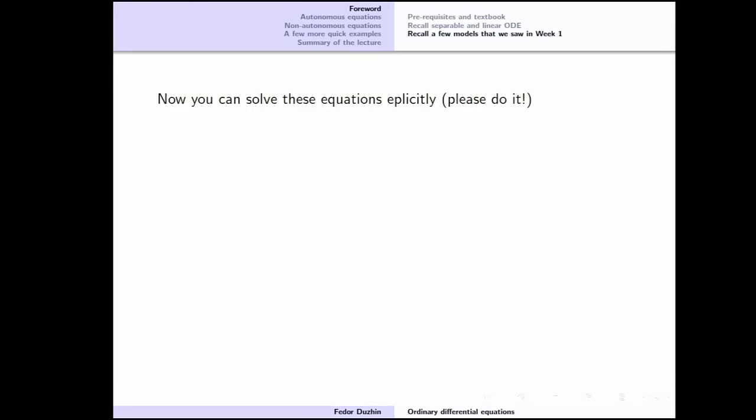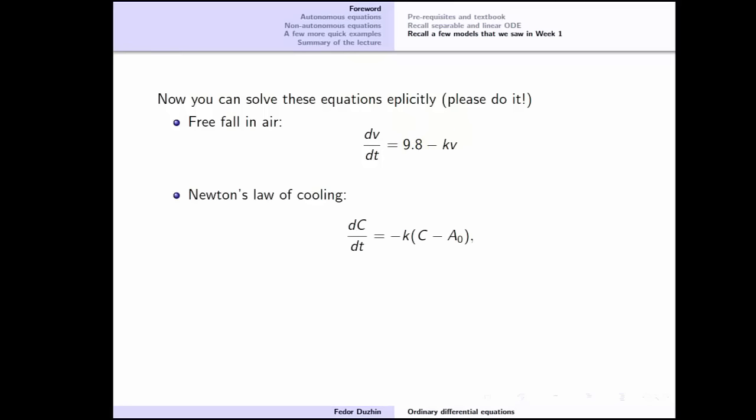Recall that in week 1, we introduced a few models. Free fall in air. Here v is the speed of the object, and when it falls, there is this part that is the gravitational acceleration, and this part represents air resistance. So the faster it falls, the greater the air resistance, which means that the object slows down. And here is Newton's law of cooling.